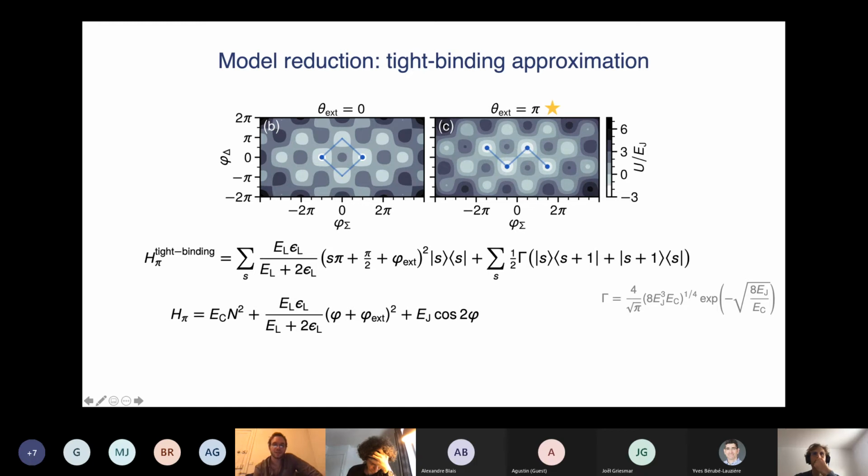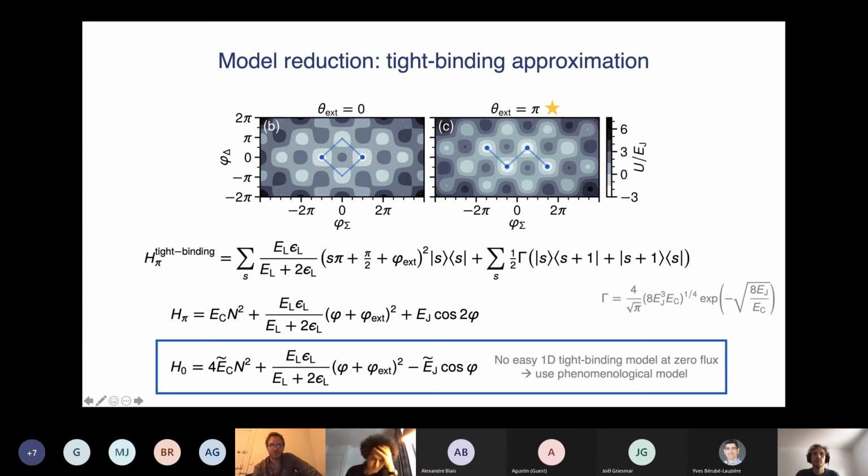Unfortunately, at zero flux, there's no single path through all of the relevant minima. Actually, you see this sort of looping structure, and that prohibits it. We can write down a 2D tight binding model, but not easily a 1D tight binding model. So instead, what we do is we introduce a phenomenological Hamiltonian, which has the same inductive energy, but however, the minima we know are going to be spaced by 2 pi instead. So we remove the 2, and then we just add 2 fitted energy scales for the Josephson tunneling energy and the charging energy. So these will be eventually determined by a fit to the data. But the actual theory for recovering this is still a work in progress. It's proven to be difficult.